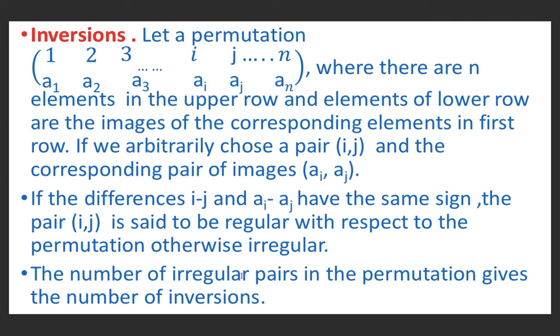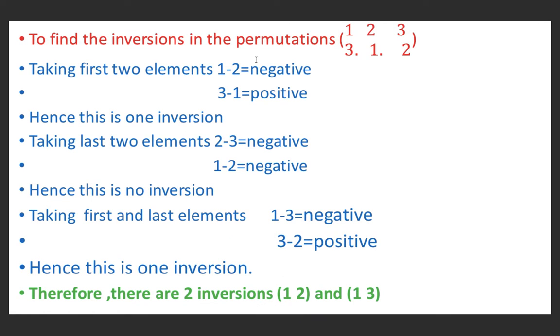The number of irregular pairs in the permutation gives the number of inversions. Suppose we have the permutation on 1, 2, 3, in which the image of 1 is 3, image of 2 is 1 and image of 3 is 2. If we consider the first two elements, then 1 minus 2 is negative. Image of 1 is 3, image of 2 is 1, 3 minus 1 is positive. Hence there is 1 inversion.